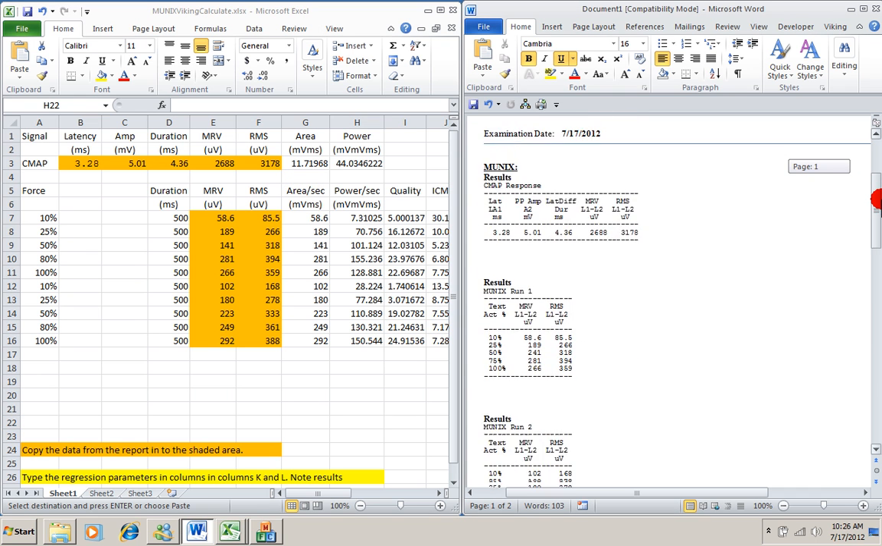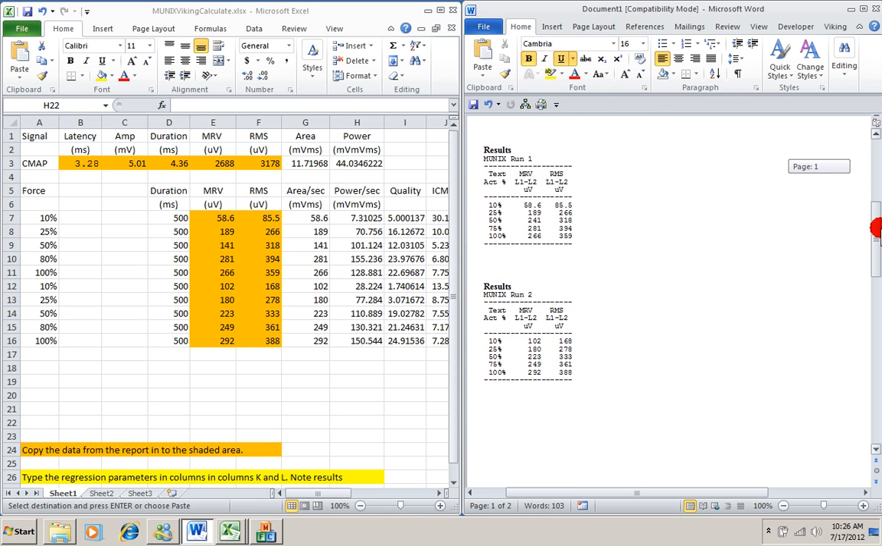Let's scroll into the report. And here are 2 runs of the surface EMG interference pattern. The mean rectified voltage and the RMS voltage. These values are written for the first 5 rows in this portion. And here is the data from the second run, which is seen over here.